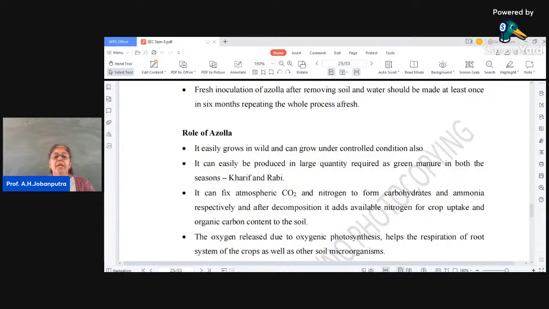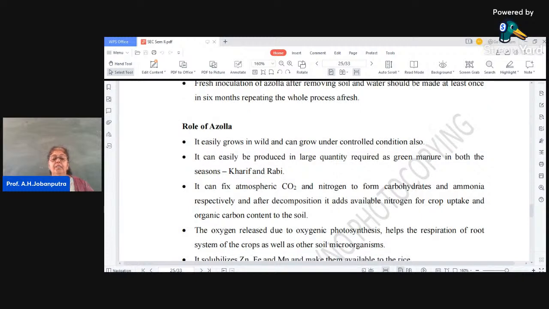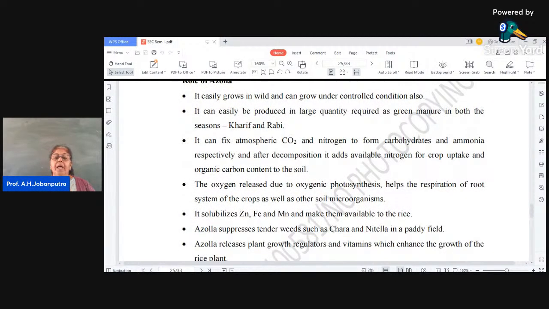Now this role of Azolla is it grows under controlled conditions, so it acts as a very good manure, green manure for Kharif as well as Rabi crops. It has the ability to fix carbon dioxide as well as nitrogen, and it will provide carbohydrates and ammonia to the plants. The oxygen released during the photosynthesis helps in the respiration of root system of the crops as well as soil microorganisms, because Azolla is green, so it will carry out photosynthesis even when it is applied in the plant. So whatever oxygen will be released will be good for the soil organisms.